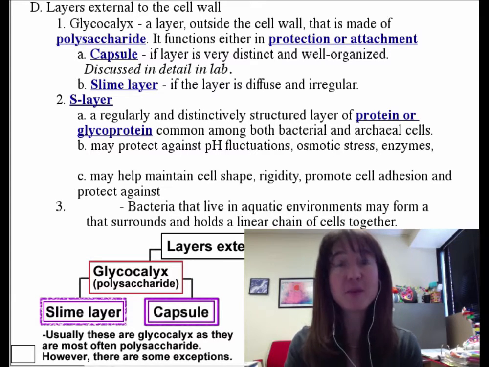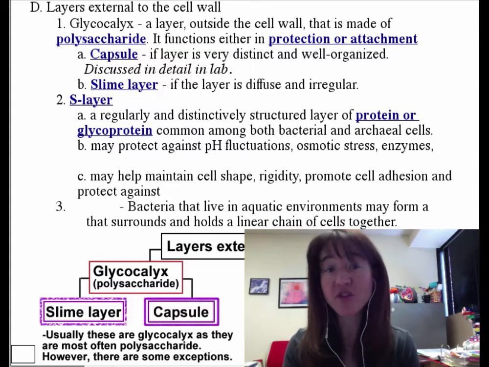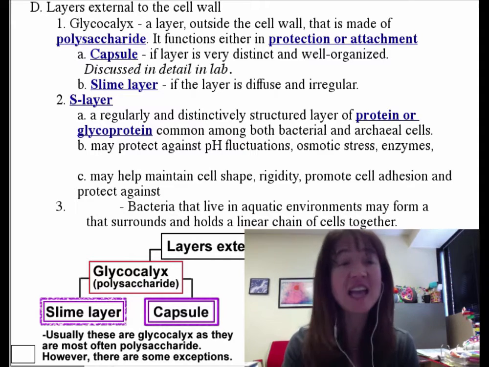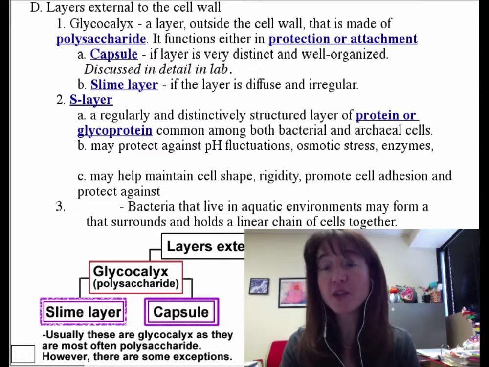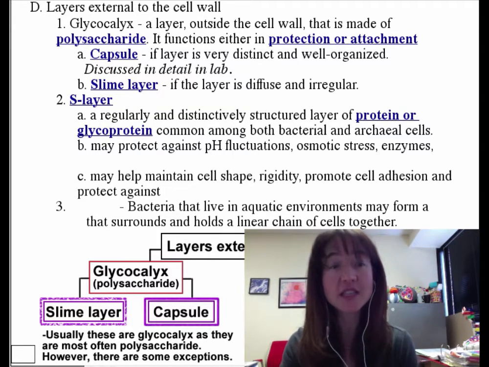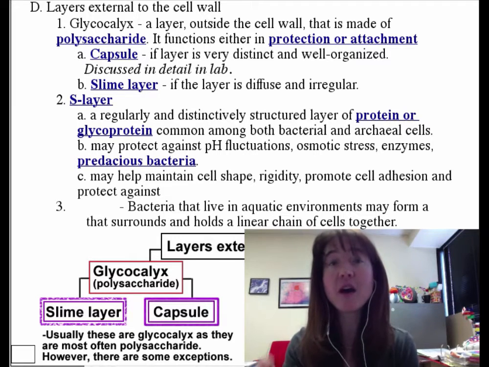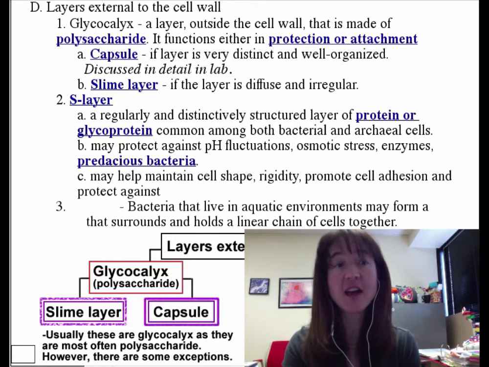Well, they're going to be very protective. They're going to protect against pH fluctuations, osmotic stress, enzymes. They're also going to protect against phagocytosis and toxins. So they have a lot of the same functions that a glycocalyx has. They also protect against predaceous bacteria.